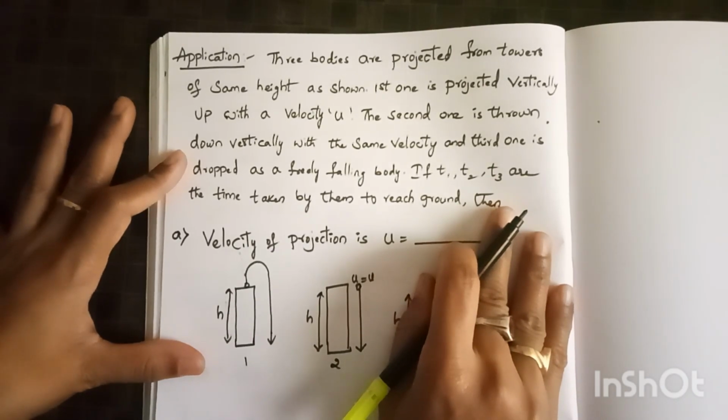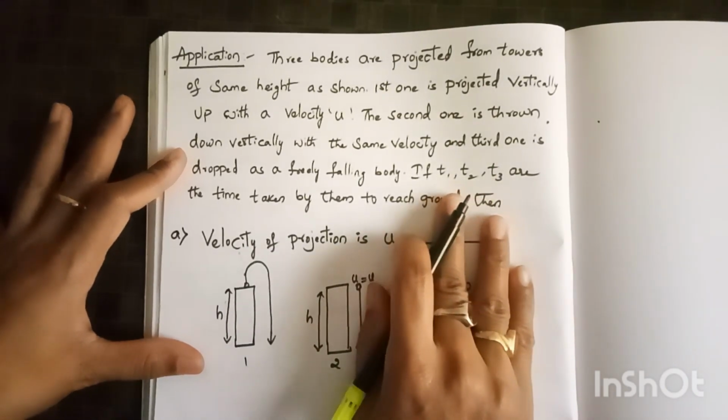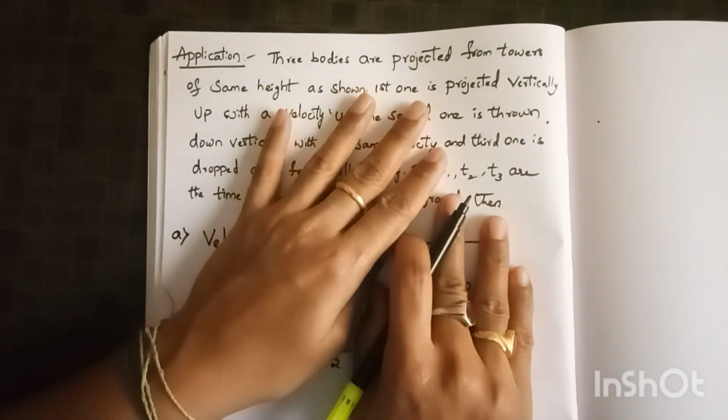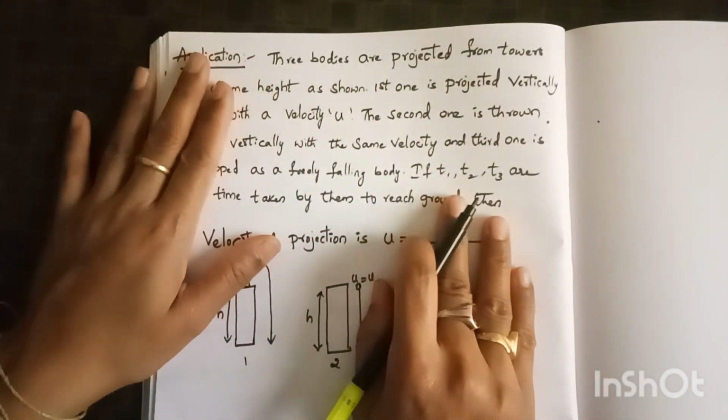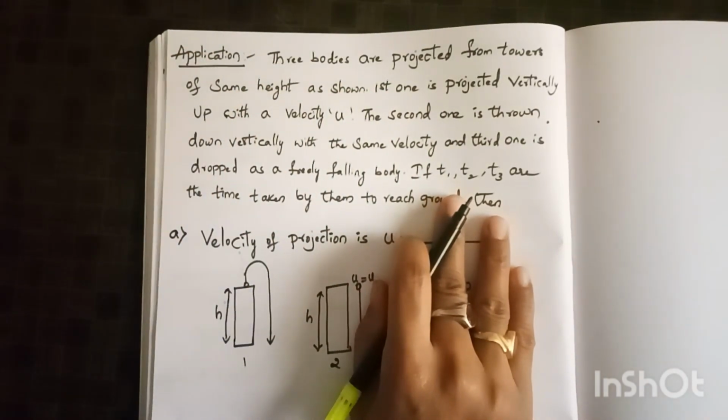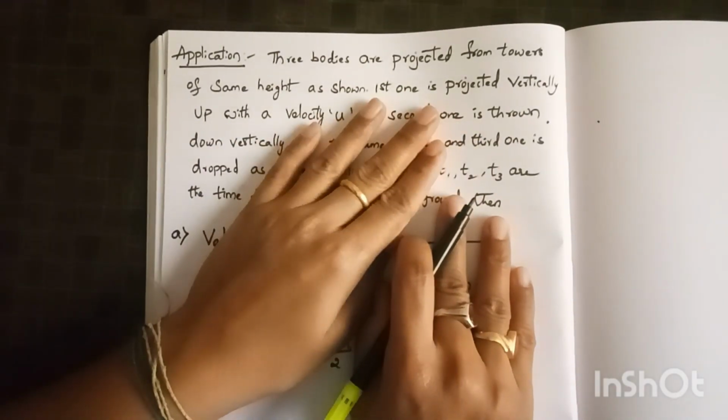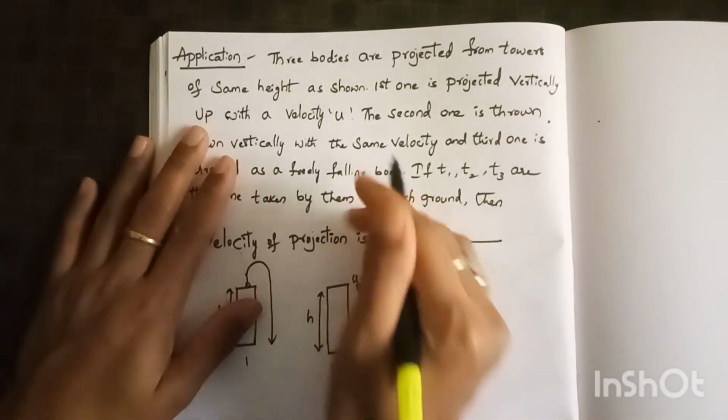Today we are going to discuss some applications when an object is thrown from the top of the tower and it is dropped in the downward direction and is freely falling. So based on that concept we are going to discuss one application. What is the application?